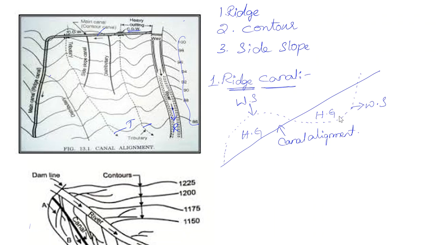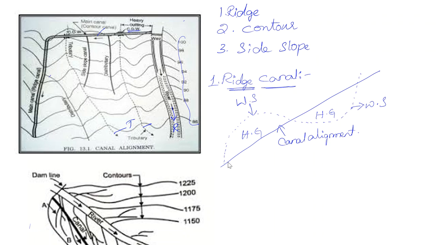The next point is, it can command areas on both banks and hence a large area can be brought under cultivation. Because of passing in between these higher grounds, we can cover the maximum area and cultivate that land and make it a green land.